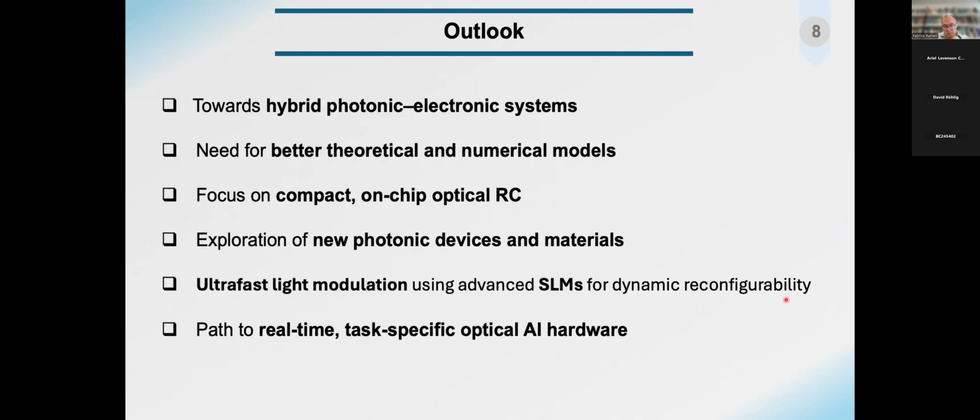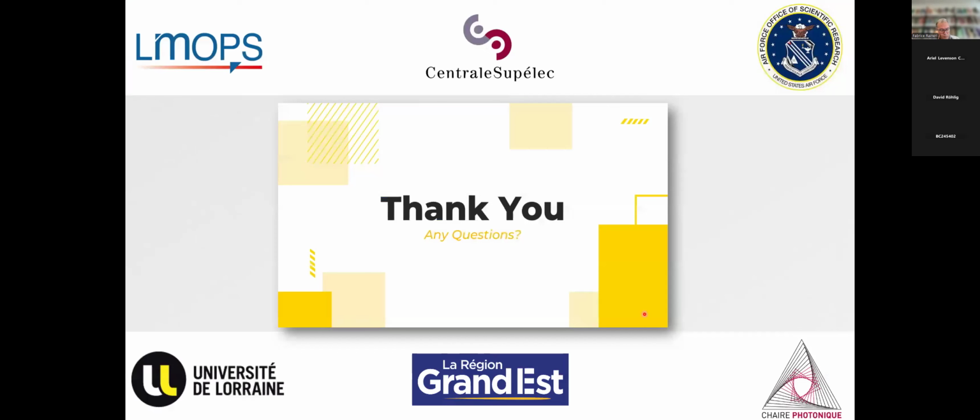Okay, so now a bit on outlook. Looking ahead, the goal is to merge the best of both worlds, photonics and electronics, to build powerful, efficient computing platforms. We need continued progress in modeling, integration, and novel photonic devices that will drive on-chip optical reservoir computing forward. By exploring new photonic materials and ultra-fast modulators, we would move closer to realizing real-time, task-specific optical AI hardware. So I thank you for your attention, and if you have any questions, you can ask.